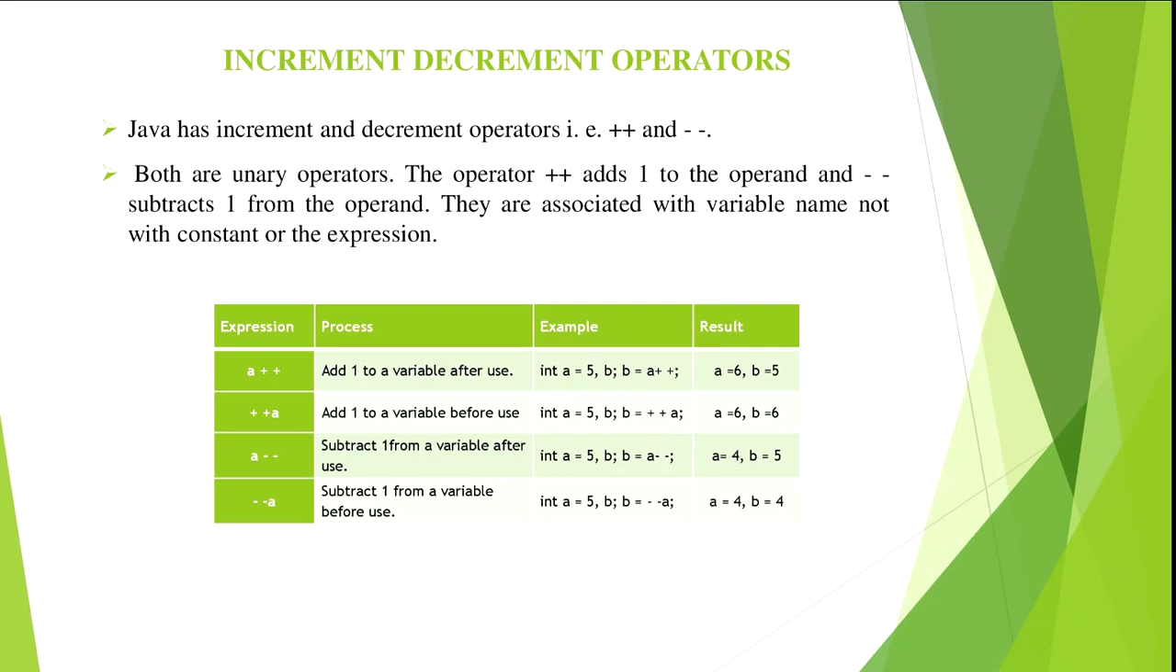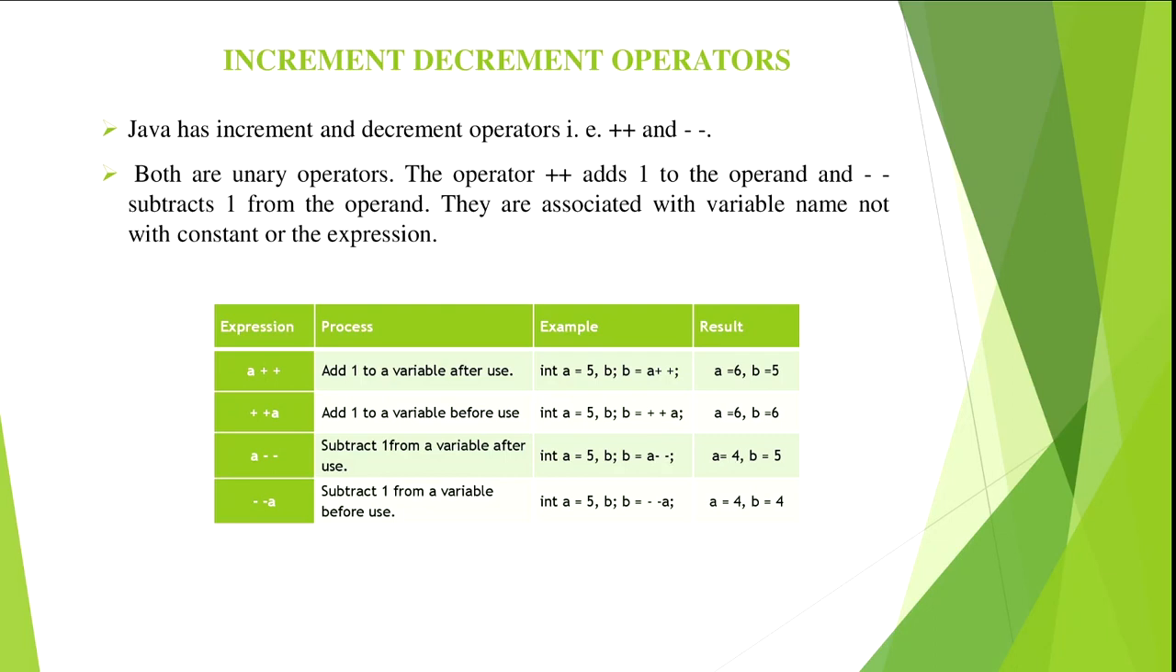The second, pre-increment. Why it is called as pre? Because it adds 1 to the variable before the use. Here I use b equal to plus plus a. So first of all it increments the value of a. So you get the result a equal to 6, and then it assigns the 6 value to the variable b, and you get the result b equal to 6. And therefore it is called as the pre-increment. Pre-increment means it first adds 1 to the operand and then assigns to the variable at LHS.